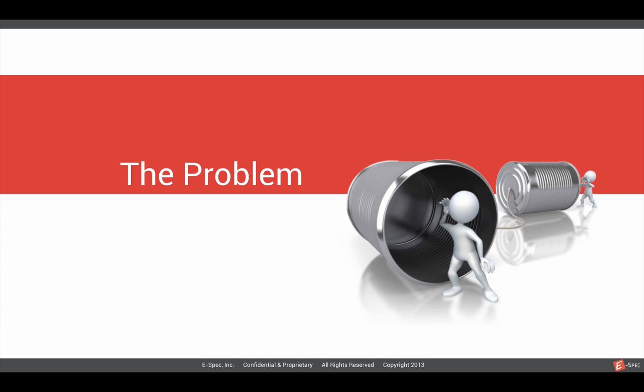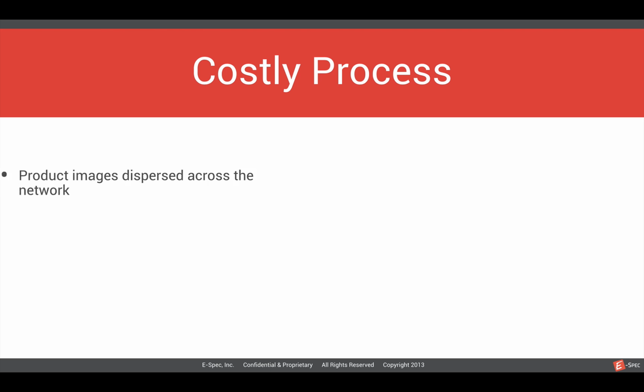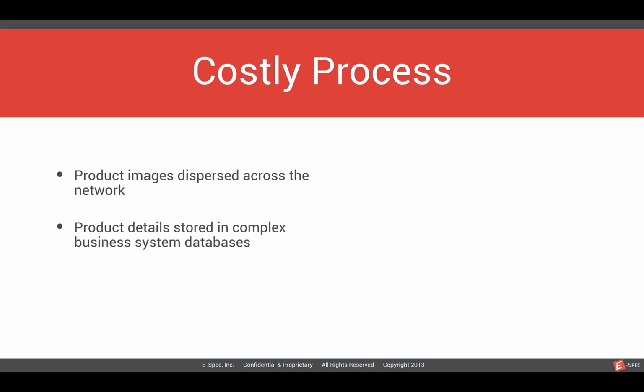Organizations today encounter many problems presenting active product offerings across the enterprise and to their customers. Manually creating and maintaining these documents is time-consuming and often costly. We find product design images created and dispersed across multiple locations on a network. Typically, we organize these images into silo folders, and searching for the items is often a tedious undertaking. If we're lucky, we might have a business system that catalogs these images, like digital asset management or PLM, and these complex business systems associate product details with these images.